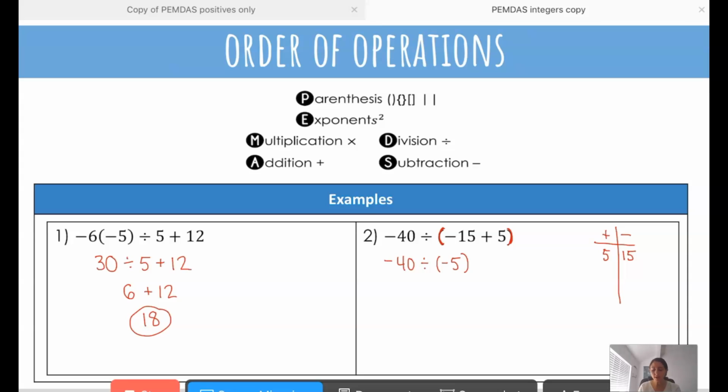A negative divided by a negative is positive, and 40 divided by 5 is 8. So your final answer is +8.